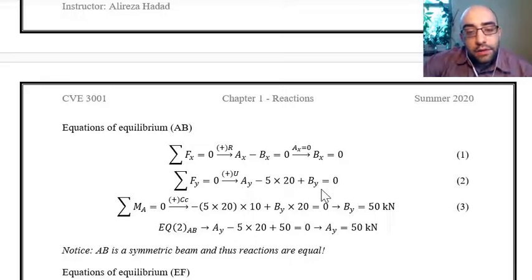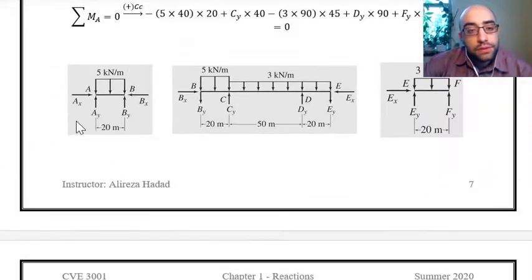I have AY and BY over here, and the third equation that I can write is summation of moments about one point equal to 0. I can say summation of moments about point A equal to 0. If I do that, I can say minus 5 multiplied by 20 and then multiplied by 10. That is the moment because of this distributed load.